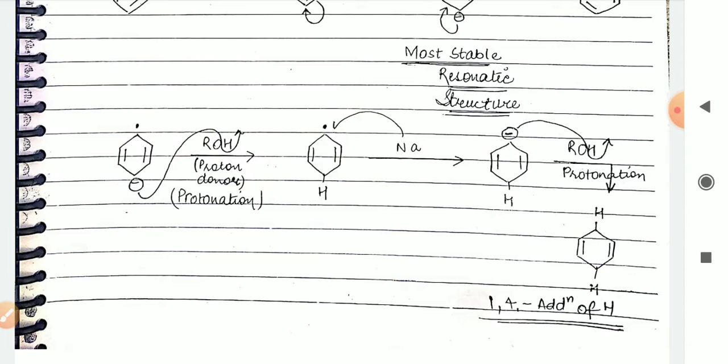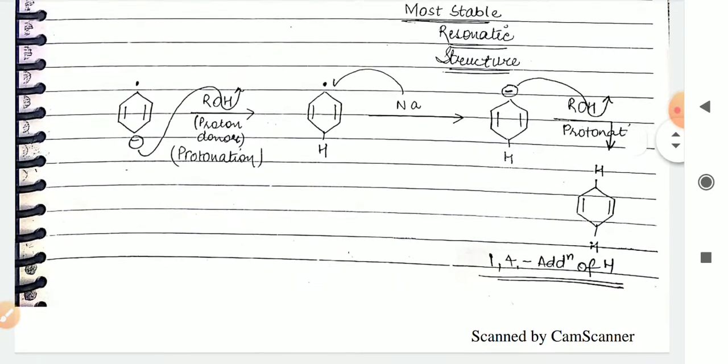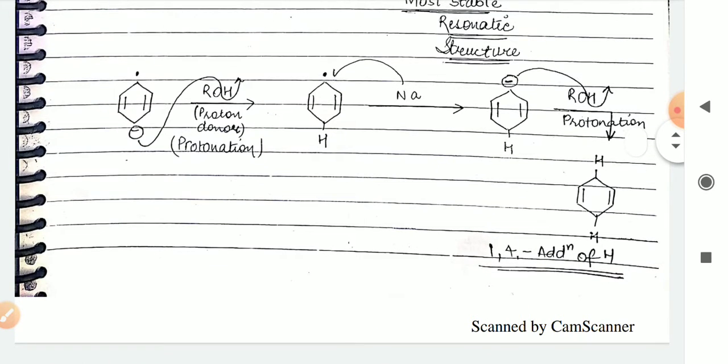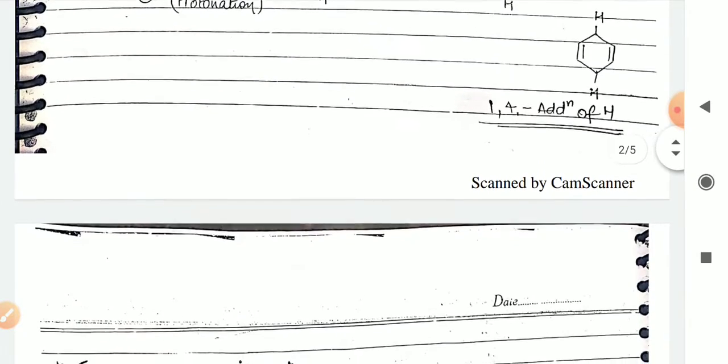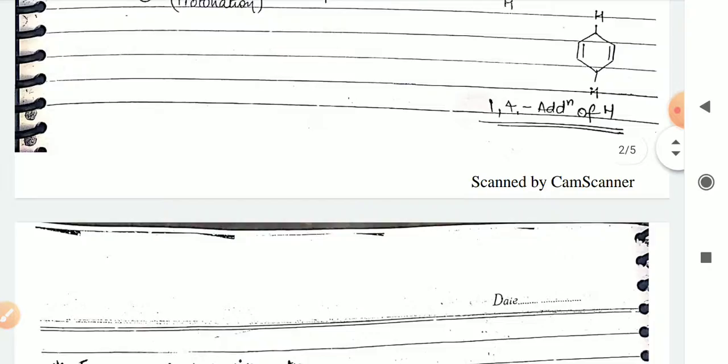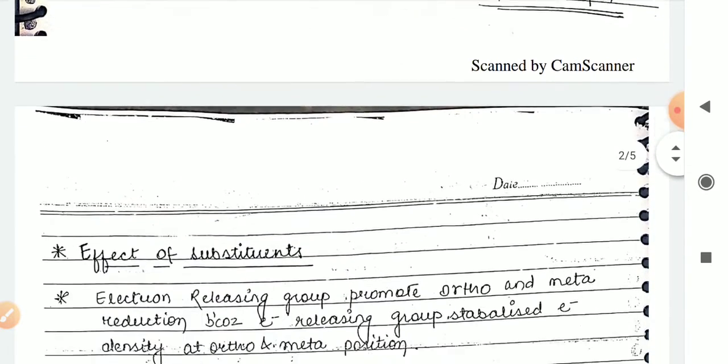Then again one sodium metal gives another electron and forms a negative charge in the benzene ring. Then another proton comes and forms the 1,4-dihydro reduced benzene ring, meaning 1,4 addition of hydrogen.